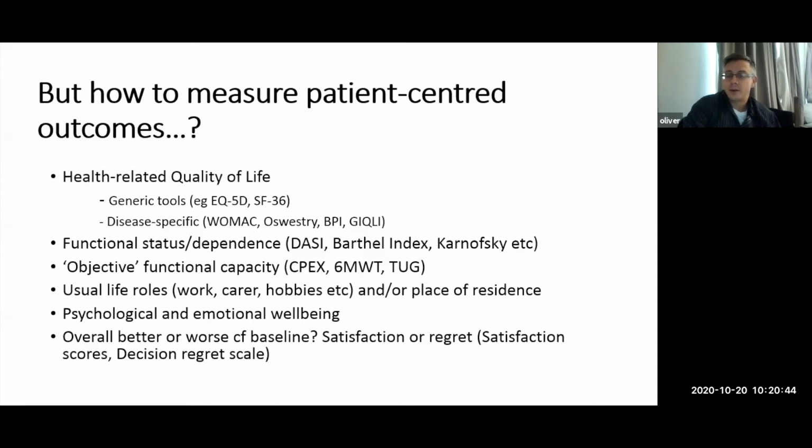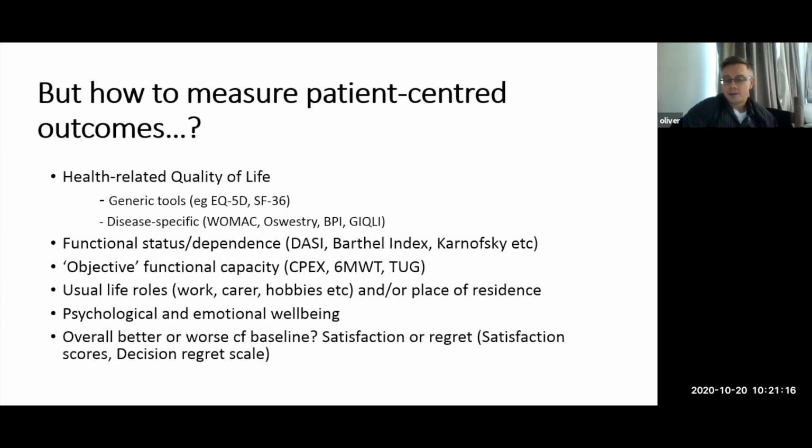Functional status and dependence levels, you're probably all reasonably familiar with things like the Duke Activity Status Index, the Barthel Index, which is used commonly in stroke patients and for other neuro outcomes in the long term, the Karnofsky Performance Index, which is used in cancer patients. Then there are things like objective functional capacity measures, which again, you're probably reasonably familiar with, things like CPEX measurements and 6-minute walk tests and timed up and go tests.